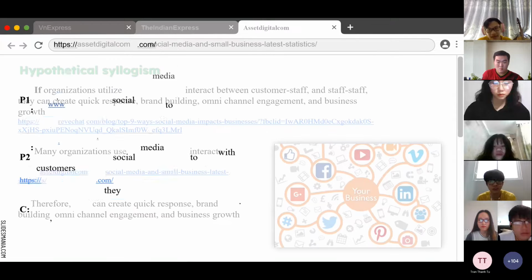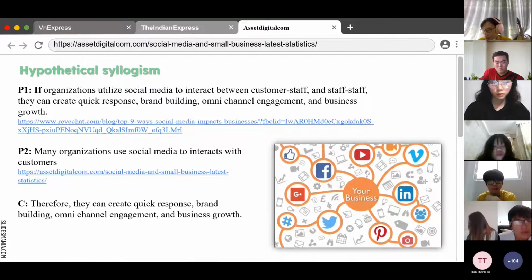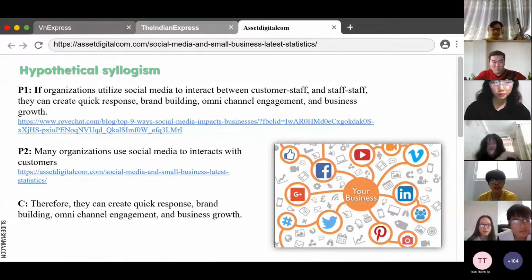After my teammate gave data about customers and how they communicate, I will talk about the hypothesis. Organizations utilize social media to interact between customers, staff, and startups. They can create quick response, brand building, omnichannel engagement, and business growth. Social media has changed the business landscape a lot. This is one of the most important aspects of digital marketing, offering incredible benefits that reach millions of customers worldwide.